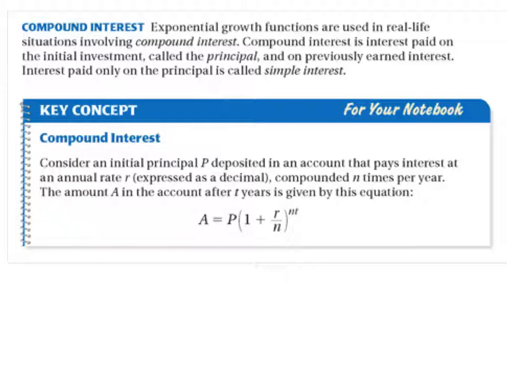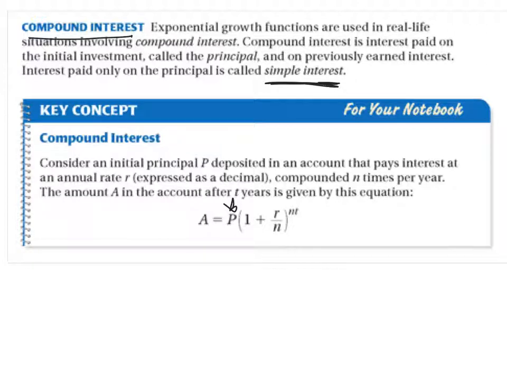All right, last example. So compound interest. Love compound interest. So much fun. Exponential growth functions are used in real-life situations involving compound interest. Compound interest is interest paid on the initial investment called the principal, P, and on previously earned interest. Interest paid only on the principal is called simple interest. Okay, we have compound interest and simple interest.